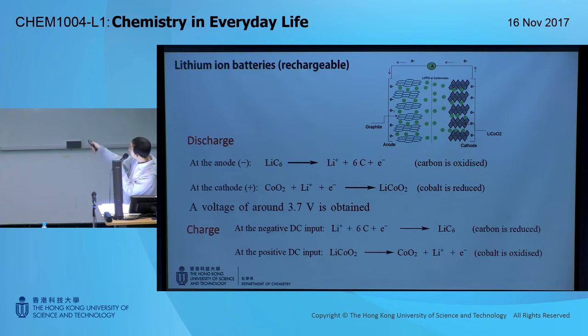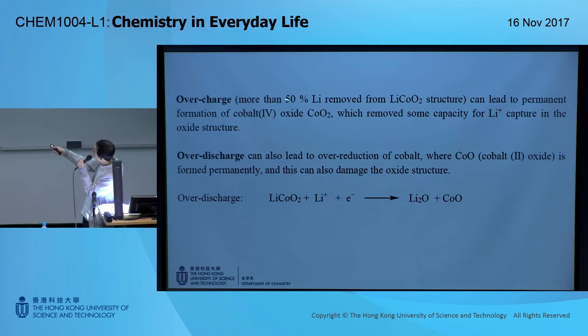Remember that when the lithium ions leave the lattice, we're left with a gap, a hole. We can only have up to 50% of the lithium ions removed, otherwise the structure would collapse and form some irreversible reaction. This is what happens if you have too many lithium ions going away. The structure will collapse if you overcharge.